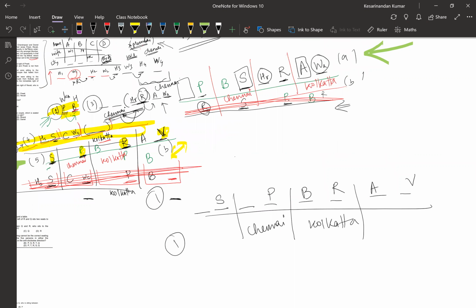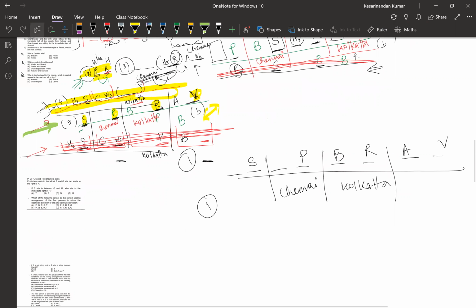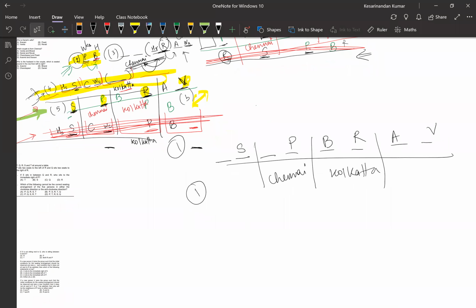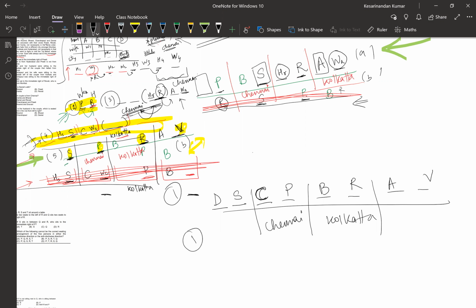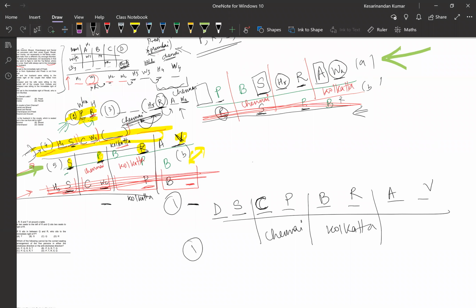Kesari, from the first scenario, even C is sitting right to S, right? C sitting, yeah, my bad. Yeah, that is there. Yes, C is sitting there. Yes. Which keeps D in the first position. Good one. Thanks. So from the second observation, what we'll have is again keeping these ones. So we have P, we have B and S, we have R, and we have A and wife of A. This we don't know yet. This is Kolkata. This is Chennai.